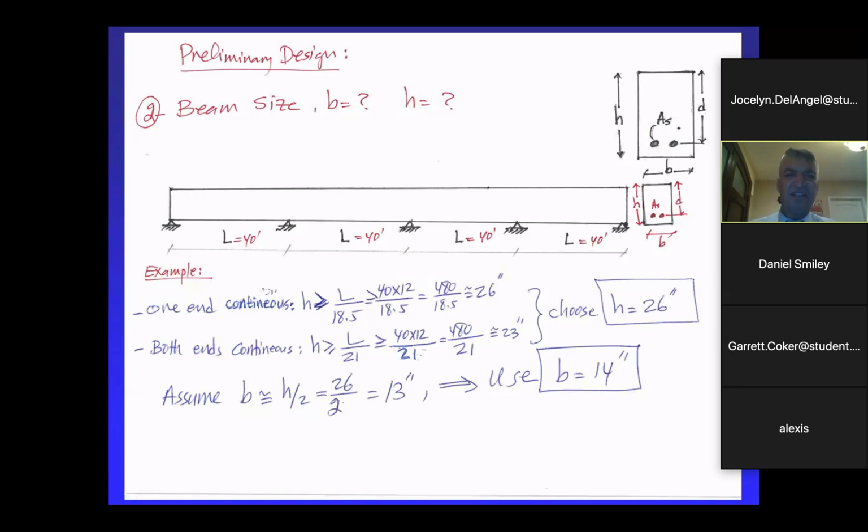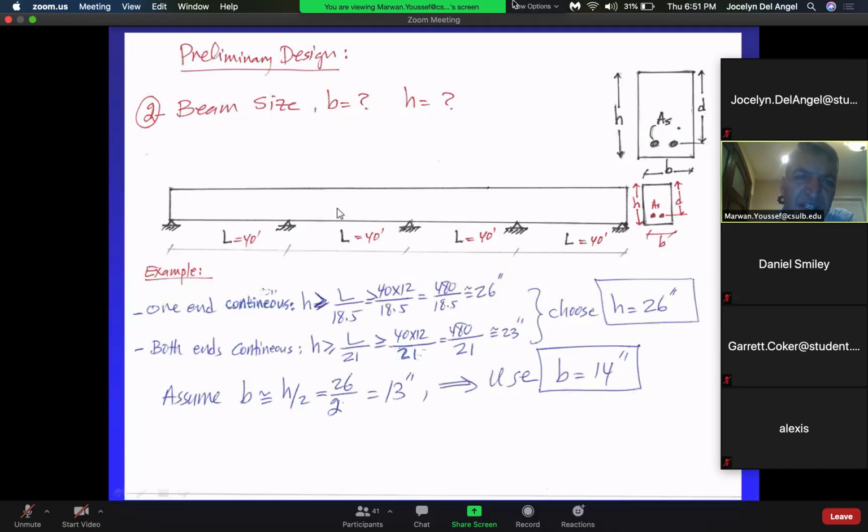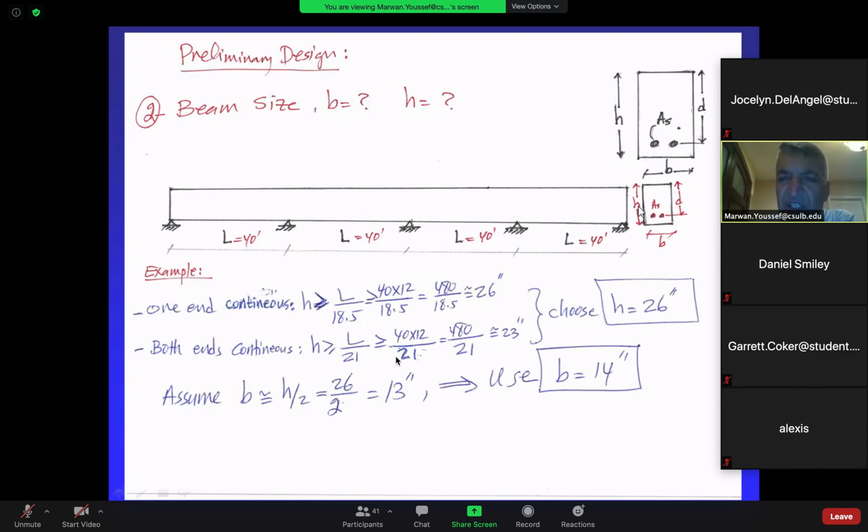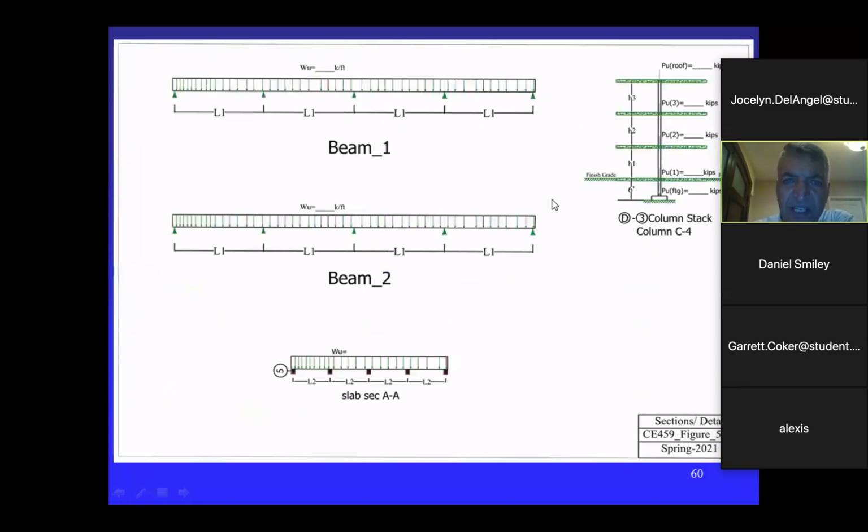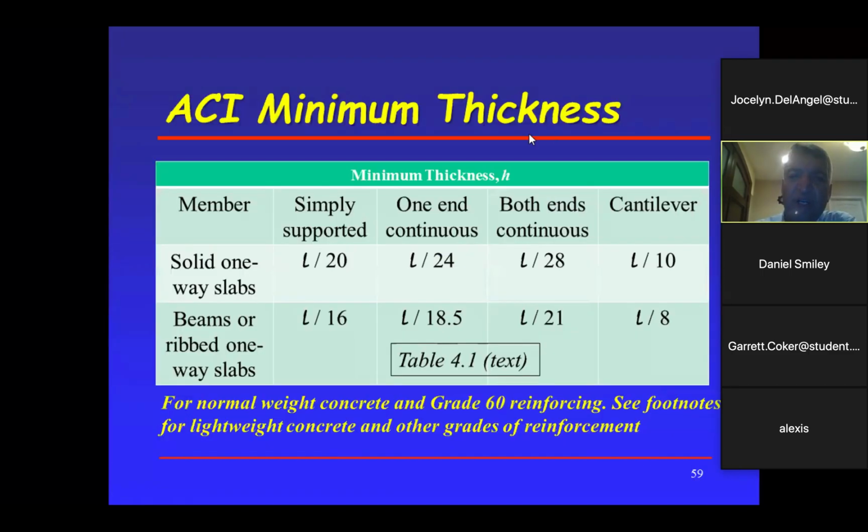So same thing. Look at this, the exterior beams. One end discontinuous, one end continuous. One end discontinuous, one end continuous. So that's one. So this one falls under the first column, one end continuous.